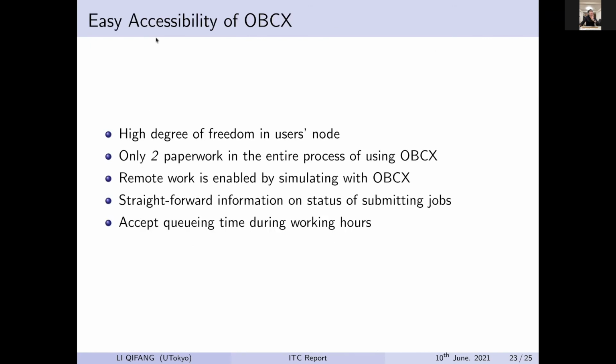And I think that the Oakbridge system is very easy to access because we have a high degree of freedom in the user nodes, and there are only two procedures in using Oakbridge-CX. The first one is for the application, and the final one is for the final report. And remote work is enabled by simulating with the OBCX system. And I can get straightforward information on the status of simulation jobs. And I think that the university provides us sufficient computational resources, and the training time is acceptable.